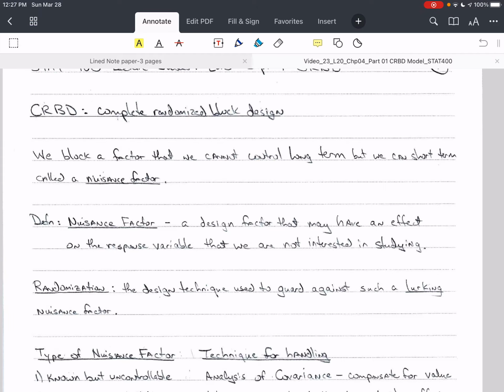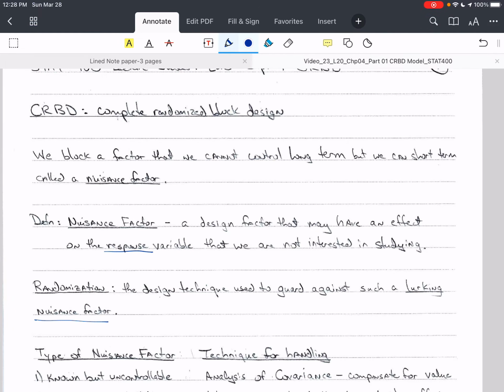So let's define a nuisance factor. When people hear this, sometimes they misinterpret it as something that's not important, and that is not true at all. It's just that we know that we can't spend the effort on controlling this factor, or that it doesn't benefit us to do so, at least in the experiment we're conducting. So the definition of a nuisance factor is a design factor that may have an effect on the response variable, our outcome, that we're not interested in studying. I'll give you an example here in just a minute. Now, randomization is the design technique that's used to guard against such a lurking nuisance factor.